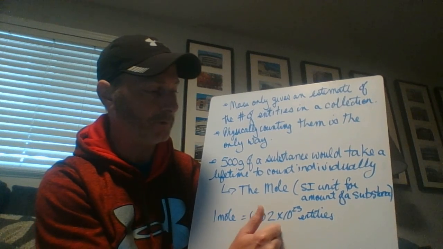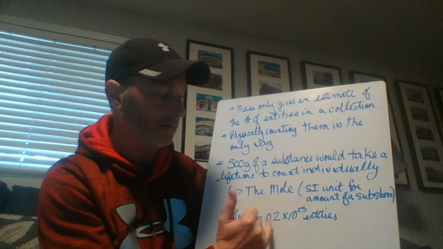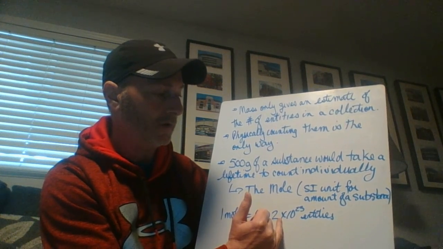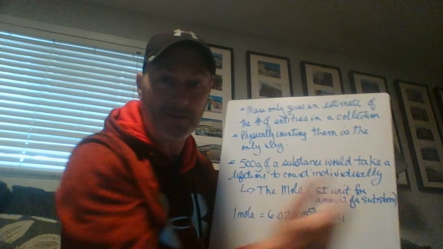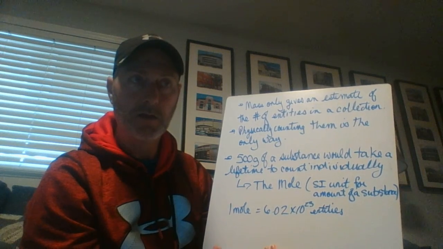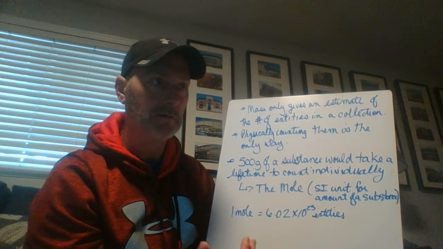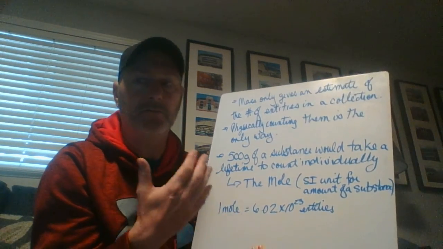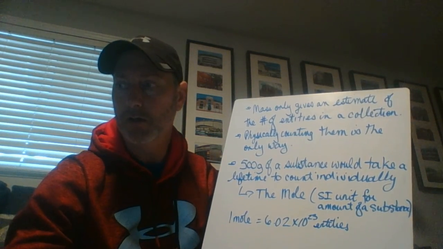But think of this number, 6.02 times 10 to the 23. You have to move the decimal place 23 times. So you're talking about 602, and then 21 zeros. A billion only has 9 zeros. So we're talking 21 zeros. We're talking a massive, massive, massive amount of entities.